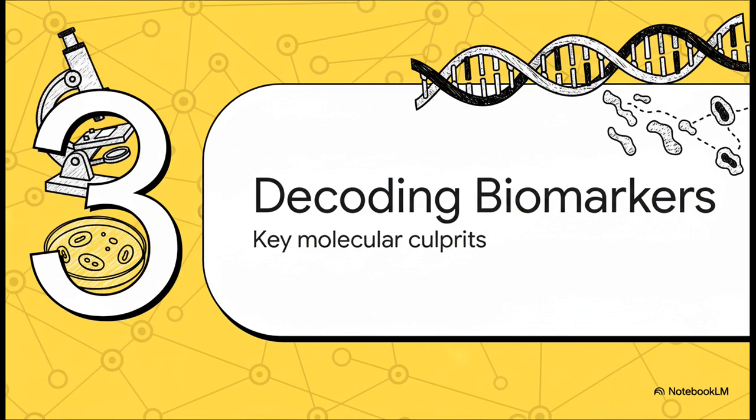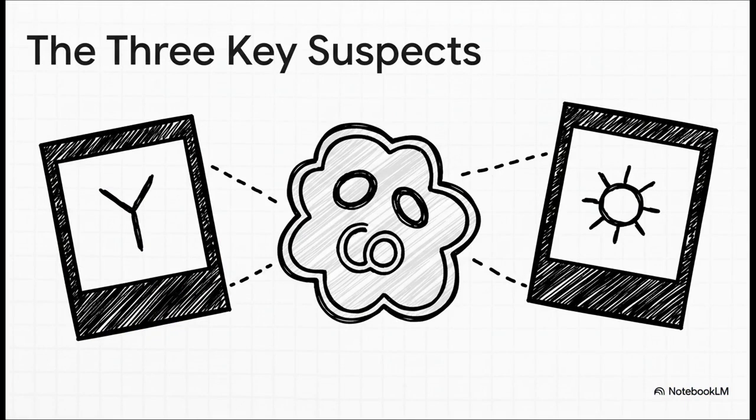And these are what we call biomarkers. And in our investigation, there are 3 main suspects we are always looking for. These are the big 3: estrogen receptor, or ER, progesterone receptor, or PR, and a protein called human epidermal growth factor receptor 2, or just HER2 for short. Whether these guys are present or absent is absolutely critical. Why? Because it decides the entire course of treatment for the patient.